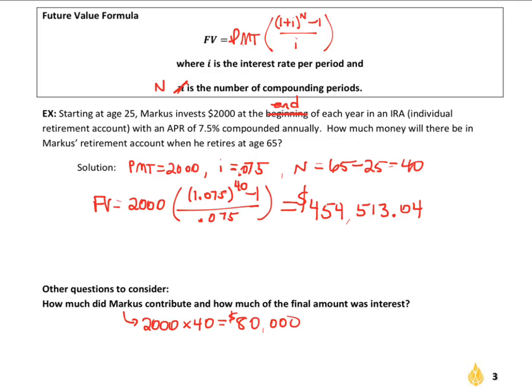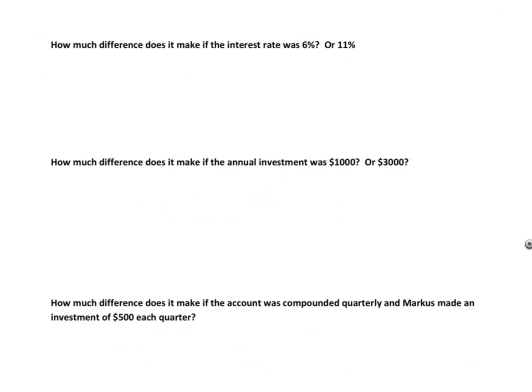The rest was interest. Now, how much of a difference would it make? Oh, by the way, let's go ahead and answer this final question. Sorry about that. What is the amount that was interest? It's the difference of those two. $374,513.04 was interest.